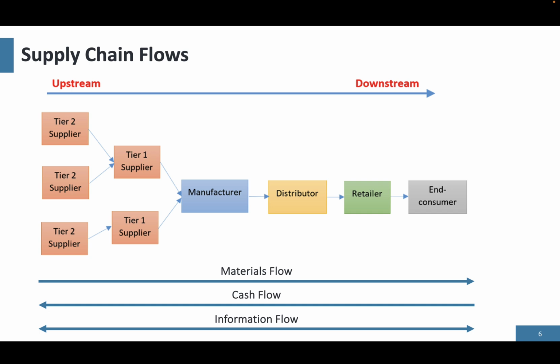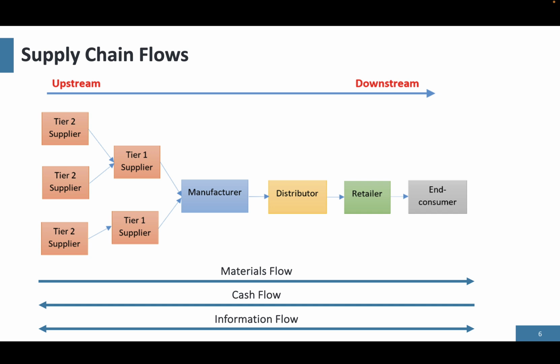In terms of cash flow, this is the movement of funds. This is usually in the opposite direction of material flow. So again, thinking about Boeing, they got into a partnership with Adient, and so there's a cash flow from Boeing to Adient. So they're paying for the supply of airplane seats.